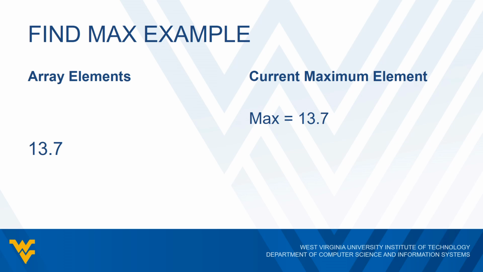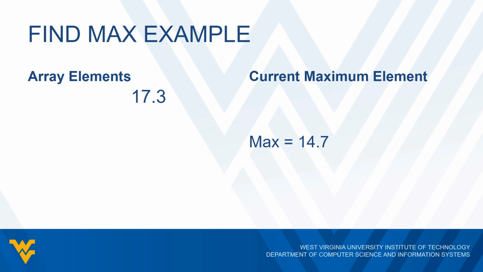So we'll look at the next element, and we see that we have 14.7. So we compare that with our max. 14.7 is larger, so we're going to make that the new max. So 13.7 goes away, and 14.7 is our new max. We'll now look at the next element. We see that we have 1.9, and we can tell pretty clearly that this is not larger than 14.7. So we can just move on to the next element.